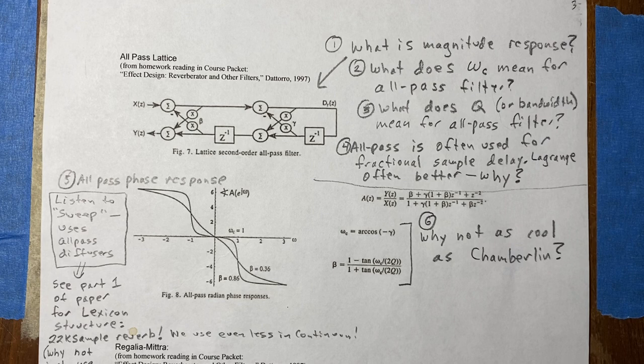So again, in the Chamberlin or the state variable form, you don't have that problem. The filter coefficients are really the parameters that you're interested in. They're based on the frequency. Some are based on the cutoff frequency, others are based on the bandwidth, and they're not mixed together like that.